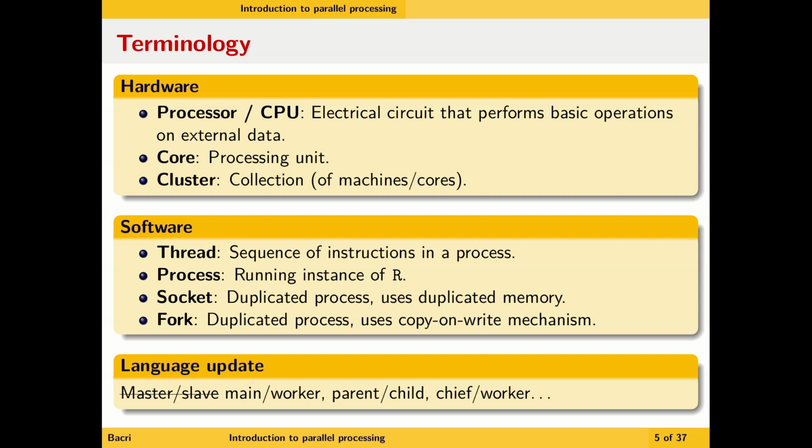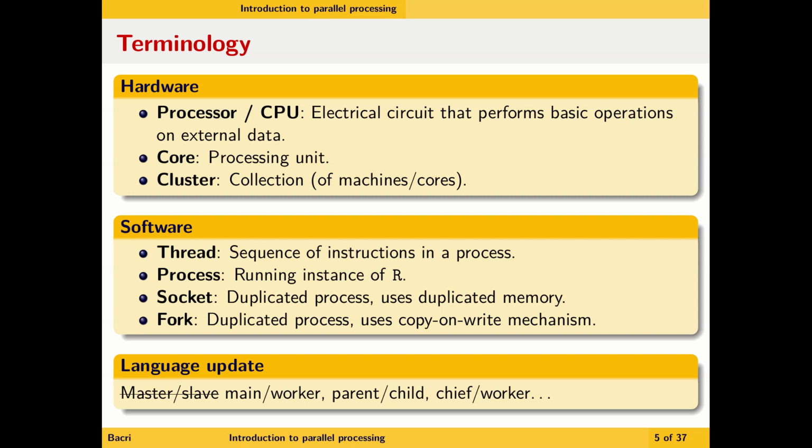When you want to have multiple instances of R running in parallel to split your tasks between them, there are two main ways to do it. The first one is called a socket. Each process has a dedicated memory space where you can define variables that the process will use. A socket works everywhere. That's the main advantage. It duplicates the entire process and the entire memory space.